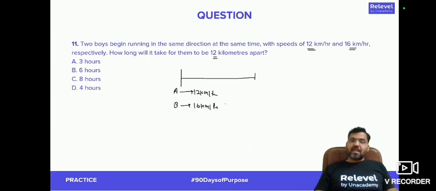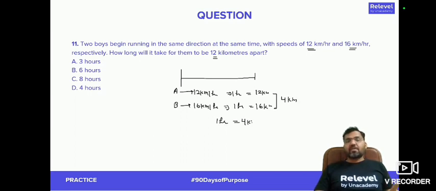Now you can see that in every 1 hour, person B is going to travel a distance of 16 km. And in 1 hour, this person is going to travel a distance of 12 km, right? So in 1 hour, the gap between A and B will be 4 km. I want this gap to be 12 km. So this becomes 3 times, this will also become 3 times, so time taken would be 3 hours. A would be the correct answer.